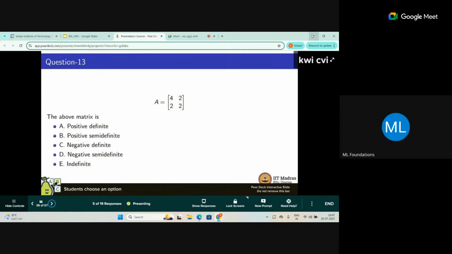In this case, what is the determinant here? The first determinant is 4, which is positive. The total determinant is, sorry, it is also 4. So that also is positive. So both determinants are positive. That's going to be positive definite.